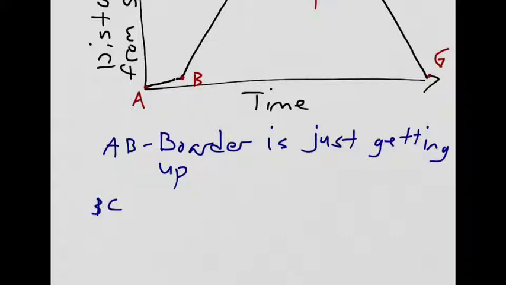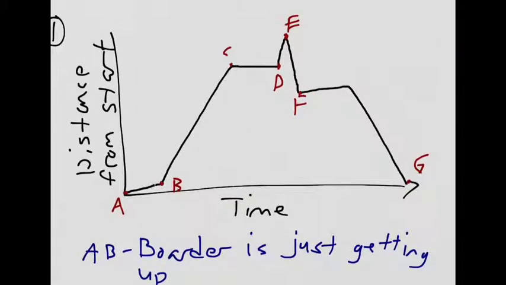B to C. What's happening? They're getting further and further away from where they started. Are they on the board now? They're probably on the board. Is the speed increasing, decreasing, or is it constant? It's constant. How do you know? Because it's a straight line. It's increasing at the same rate the entire way.